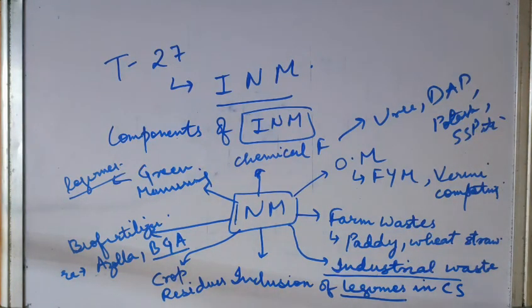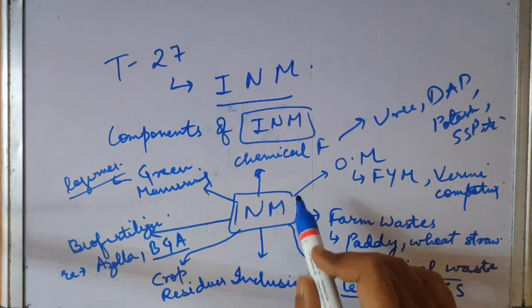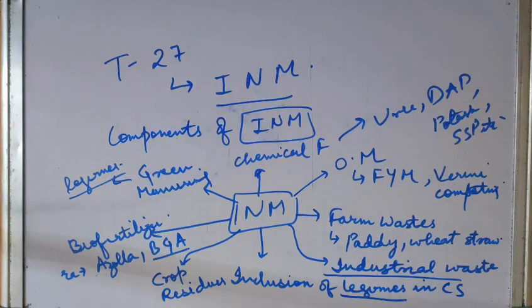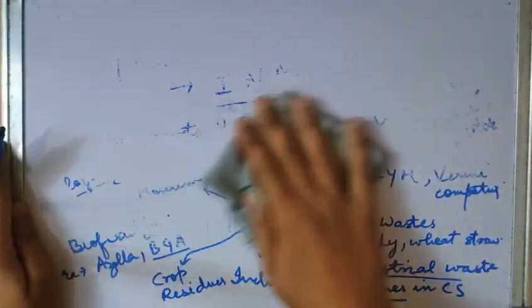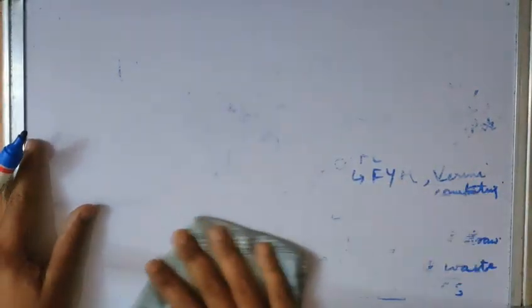So when we use all these components in integration in same amount as per the need, then it is called integrated nutrient management, and these are the components of integrated nutrient management. Now moving on, hope you all understand this.